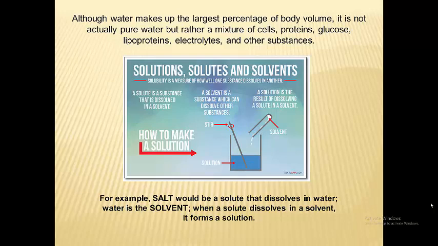So for those of you who are less chemistry savvy, look at the picture here. What is a solution? A solution is a liquid with stuff dissolved in it. Well, the liquid is called the solvent, and the stuff that dissolves in it are called the solutes. So a solute is a substance that is dissolved in a solvent.